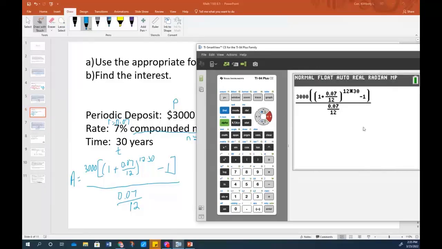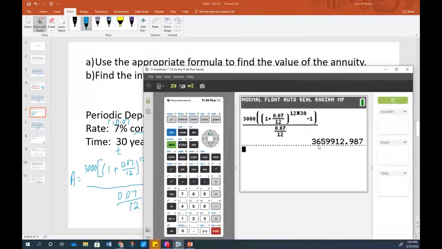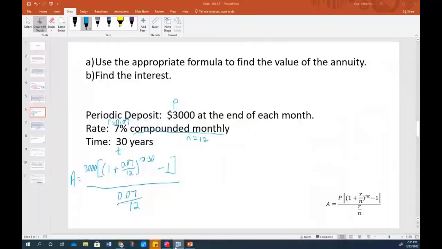So now if you just take a minute and look at it real carefully, I have all of those numbers filled in. So now let's find out what this one's worth. They've been putting in $3,000 a month for 30 years. We're going to put commas in here. So this is $3,659,912 and then approximately 99 cents. 3659912.99.